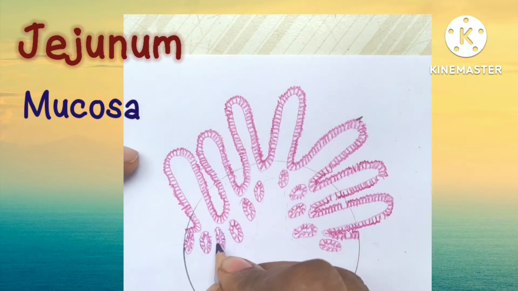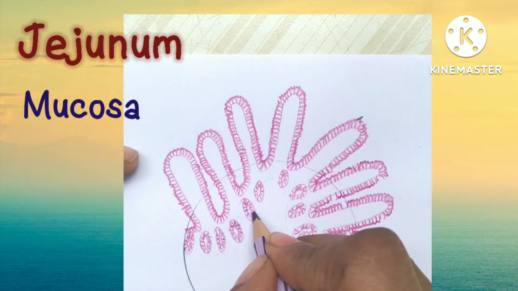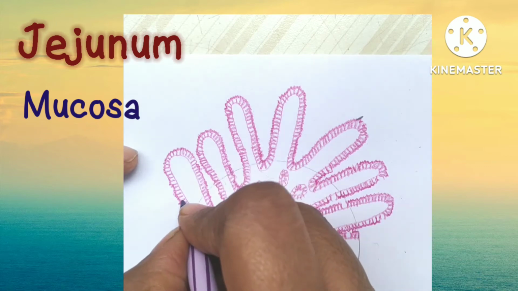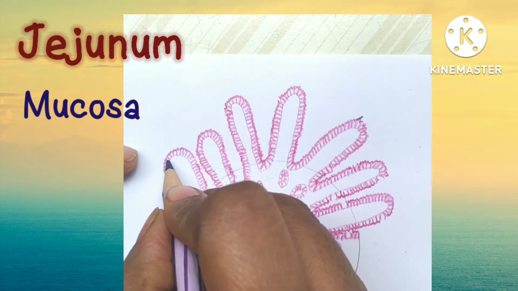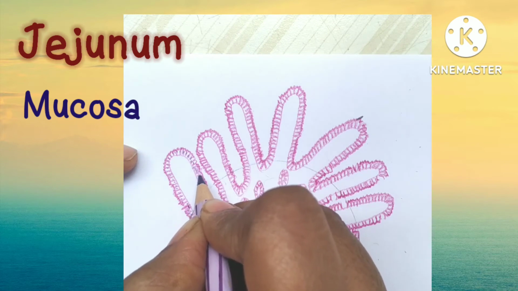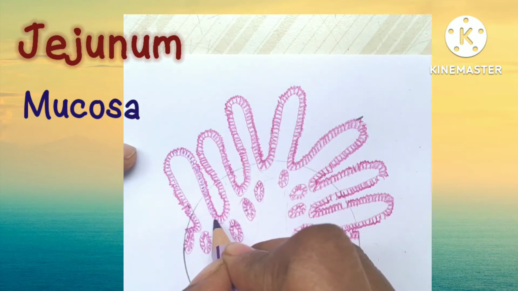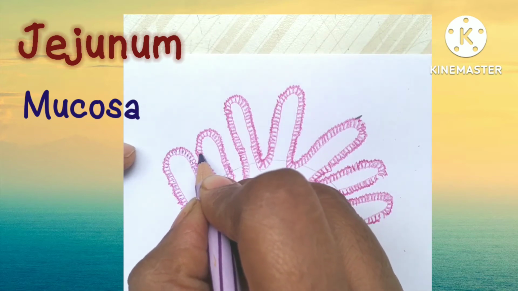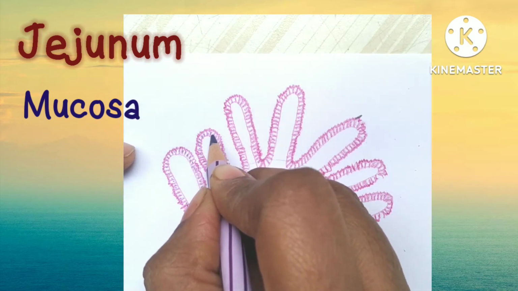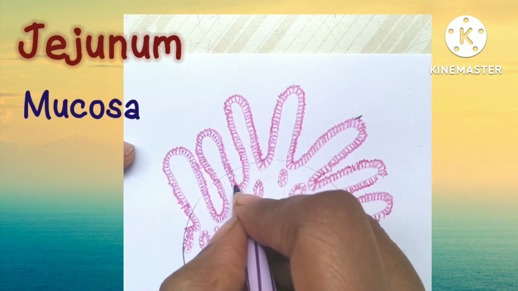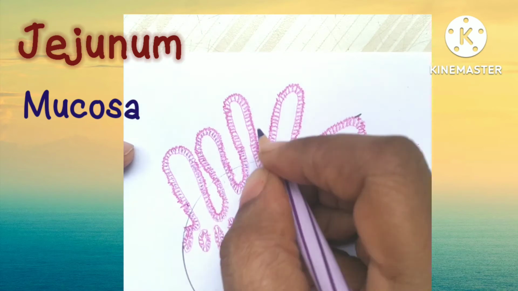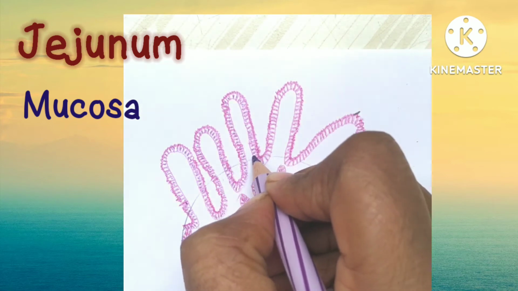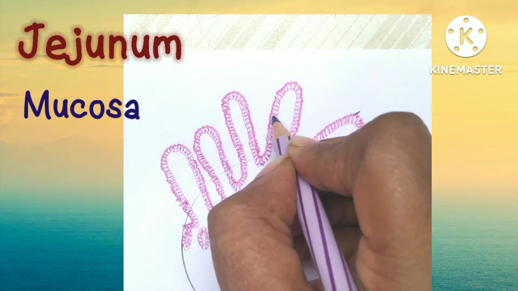The plicae circulares will increase the absorptive area by 3 folds, whereas the villi will increase the absorptive surface by 10 fold, and the microvilli will increase the surface area 20 folds. So all these three things together increase the surface area, the exposure of the food to the surface, by 600 folds. In this way, they increase the surface area so that all the nutrients from the food will be absorbed. So this is a characteristic feature of the small intestine.